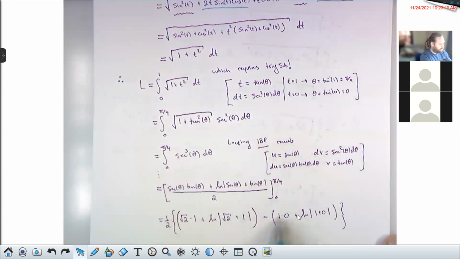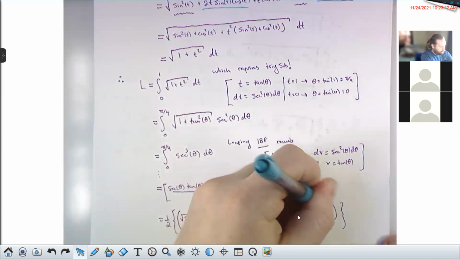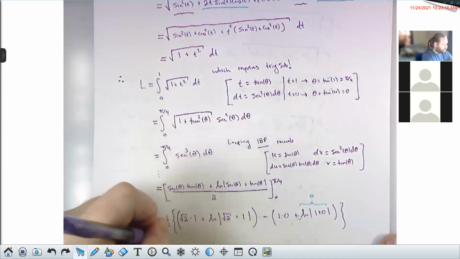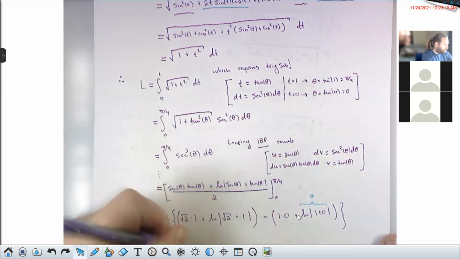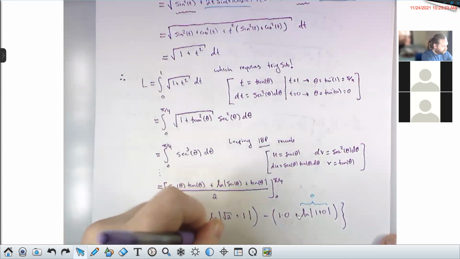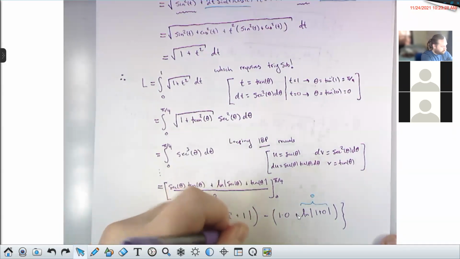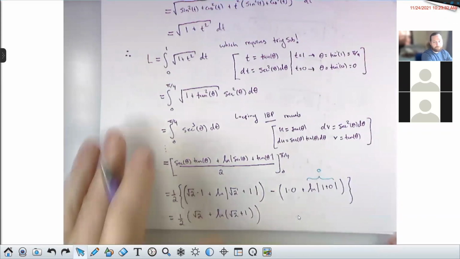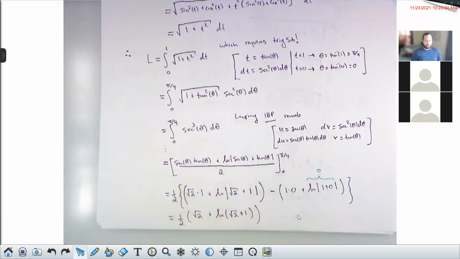Of course, 1 times 0 is 0. The natural log of 1 is also 0. So what you get here is 1/2 times the square root of 2 plus the natural log of, this is positive, root 2 plus 1. So when I say arc length integrals tend to be a little brutal, this is what I mean.